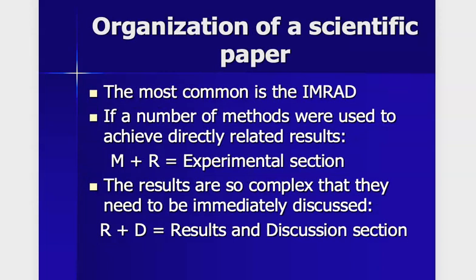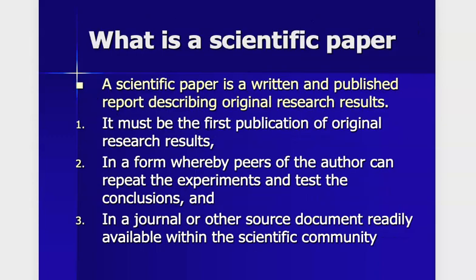Organization of a scientific paper. With the invention of the IMRAD format, it became easier to organize a scientific paper. In a number of scientific studies, the methods are used to achieve directly related results. M plus R is the experimental section. Sometimes the results are so complex that they need to be immediately discussed, so we call it the results and discussion section. In some papers we find that results and discussion are done in a single section.